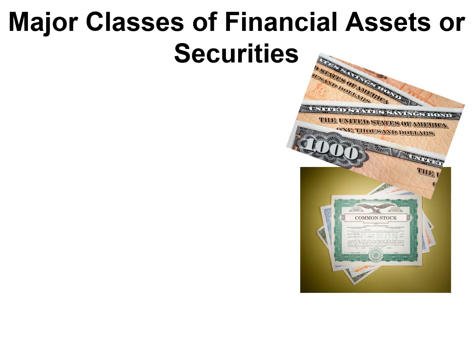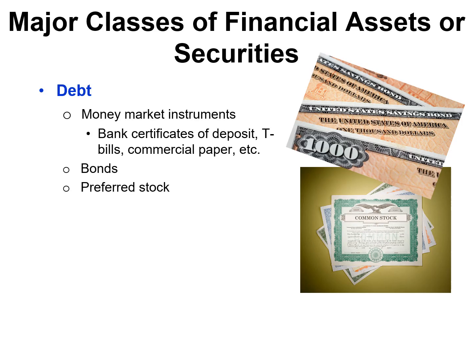Next, we take a look into the major classes of financial assets or securities, which represent a significant portion of the investment universe. Starting with debt securities, we're looking at instruments like money market instruments, which can include bank certificates of deposit, treasury bills, and commercial paper. These are typically short-term assets with maturities of less than 1 year and are often used for liquidity management due to their lower risk and higher liquidity.